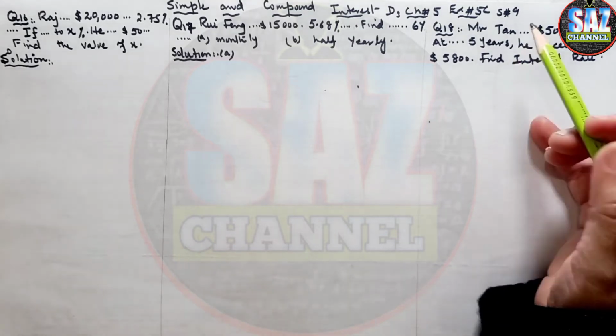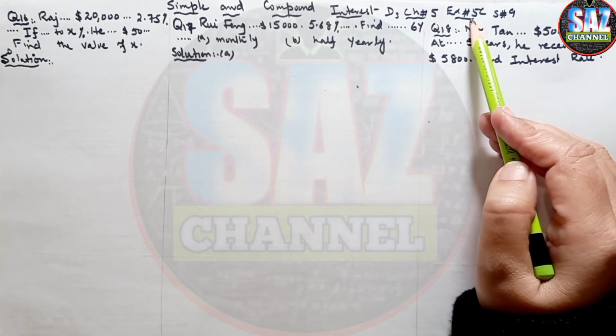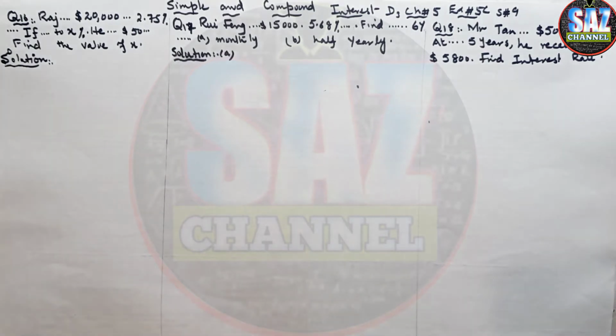This is my ninth lesson of D3, chapter number 5, exercise 5C, that is about simple and compound interest. If you find any difficulty in understanding what simple interest and compound interest are, how to calculate them, their formulas and basic rules, you have to watch the previous lesson, for which I'll give the link in the description box.